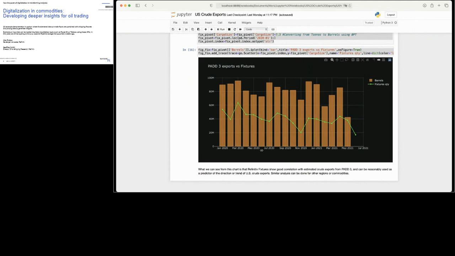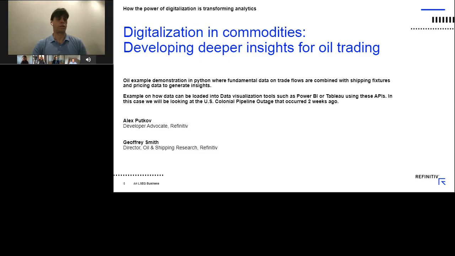Now, similar analysis can be done for other regions or other commodities. And with that, I'm going to hand the mic over to my colleague, Jeffrey Smith, who's going to walk you through employing similar methodology to analyze the flows of refined products, which incidentally is very timely as it allows us to see the effect of Colonial pipeline shutdown. Jeff, over to you.